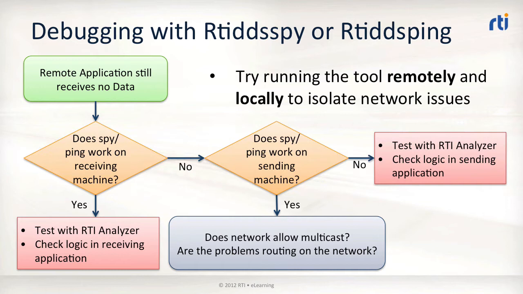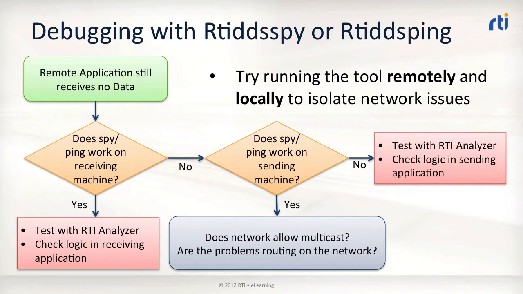Probably the most common one that you would see is that your network does not allow multicast. If you recall from the Discovery section, Discovery uses multicast by default. So while it isn't required, if you have not changed your initial peers or any of your other settings, Discovery is going to be relying on multicast working on your network. The next thing to check, if you determine that multicast is in fact enabled, is you need to check if there are any problems routing on the network. If there are problems routing between your sender and receiver machine, then you're going to have to fix those before you can continue.